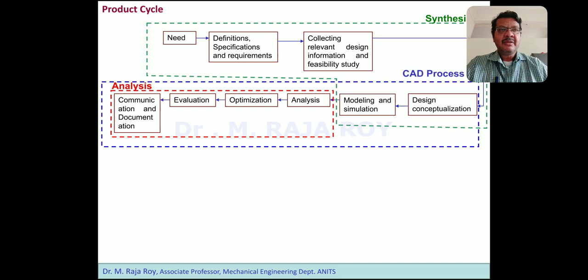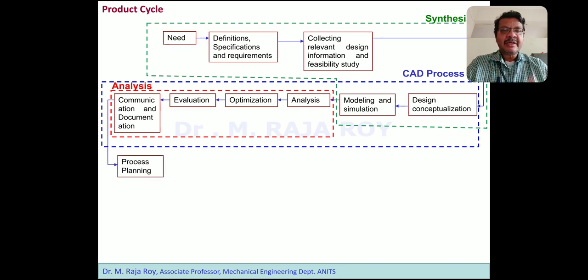Here to here, so from design, conceptualization to analysis, this entire phase we will call a CAD process. That means in all these stages we will take the help of computer systems for creating the model, for doing the analysis, optimization, and for documentation. For all these stages we will use computer systems, that is called the CAD process here.